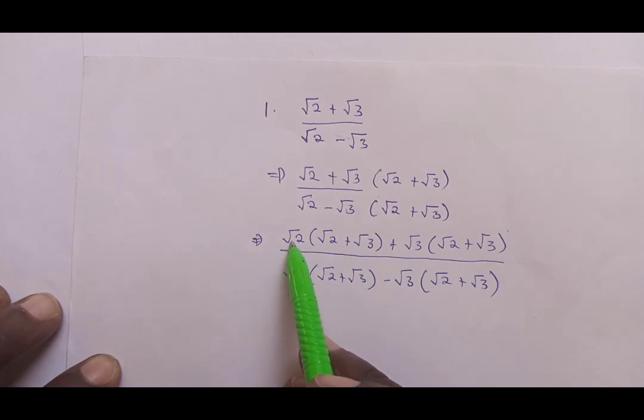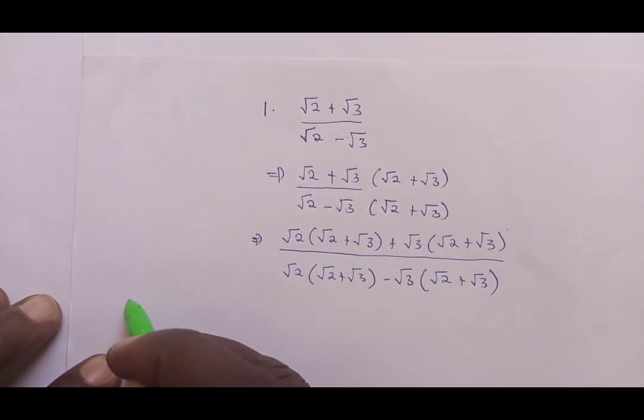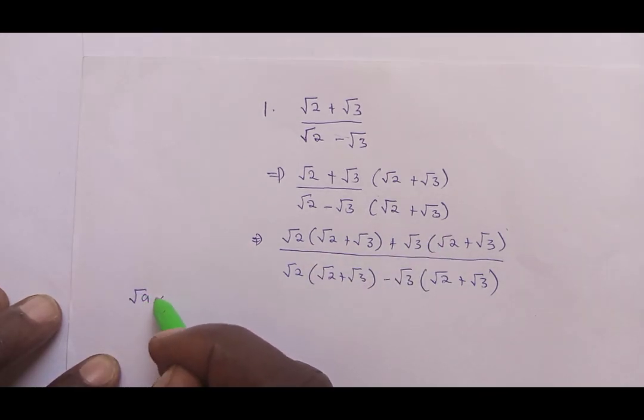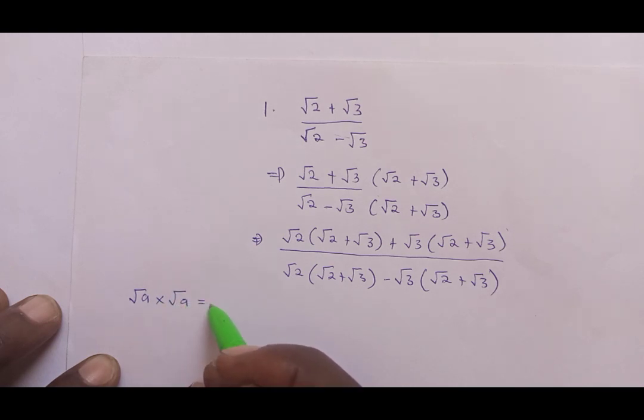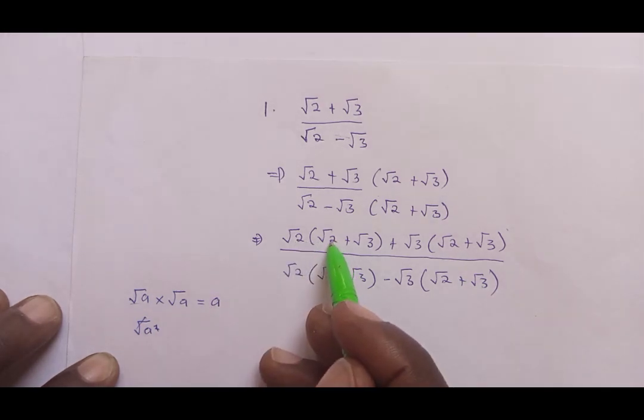So square root of 2 times square root of 2 is the same as 2. From this rule, we said the square root of a times the square root of a is the same as a, because this one is the same as the square root of a squared, and this goes with this, so we remain with a. So that's why the square root of 2 times the square root of 2 will be 2.